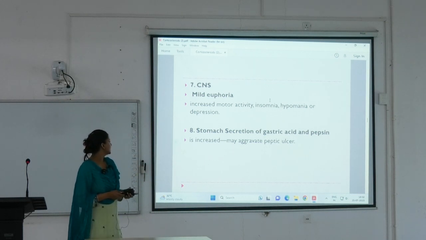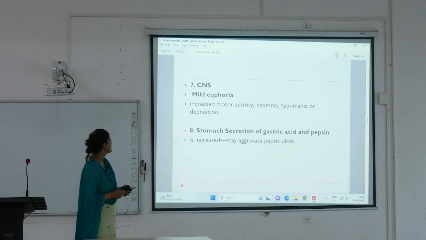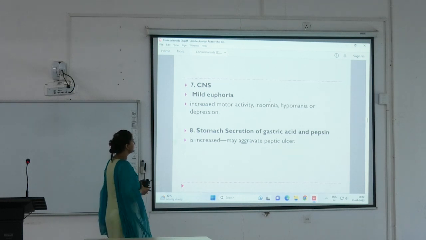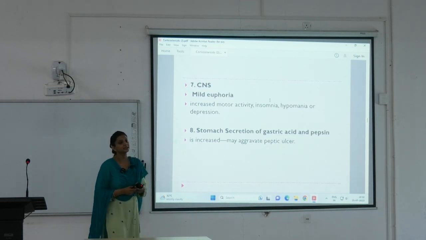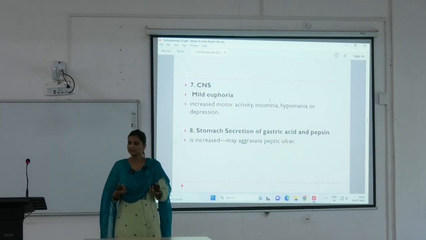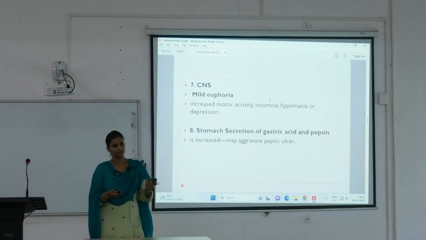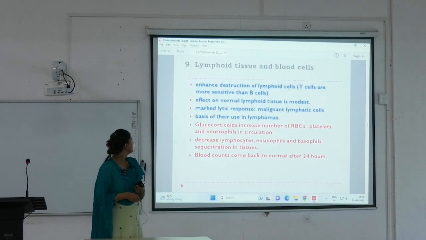Stomach secretions: we know it will aggravate gastric acid and pepsin secretion, as a result of which there are chances of peptic ulcer disease. So glucocorticoids can cause peptic ulcer disease.